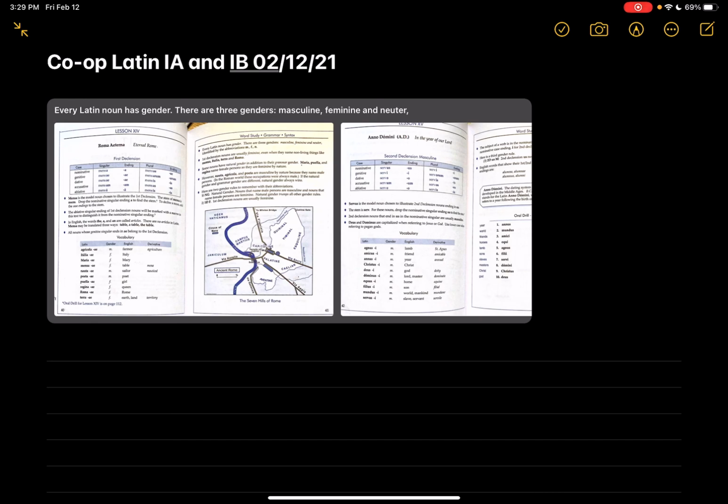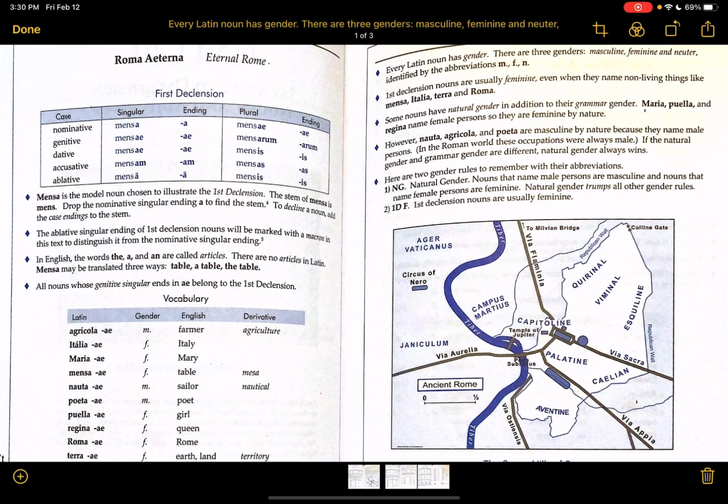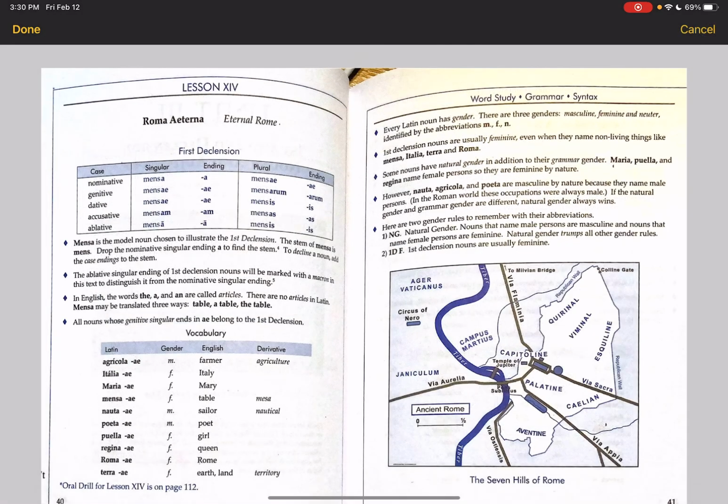Alright, so last week, this is review, lesson 14, what we did last week was over the first declension of nouns. Remember we said that nouns have declension in the same way that verbs have conjugations. So a noun has a declension, and the declension tells you what family the noun belongs to. And we learned the first declension last week, the first family.